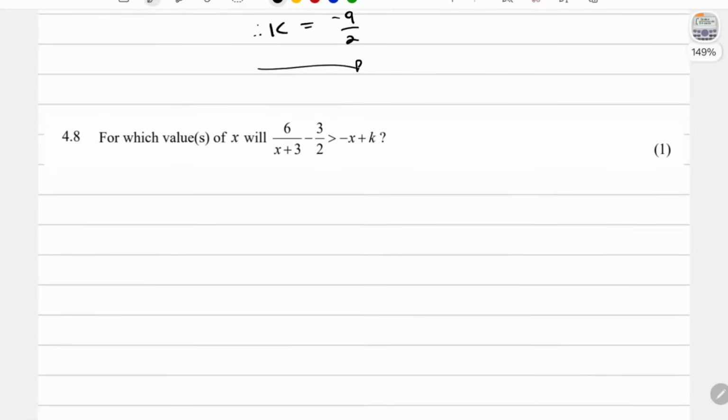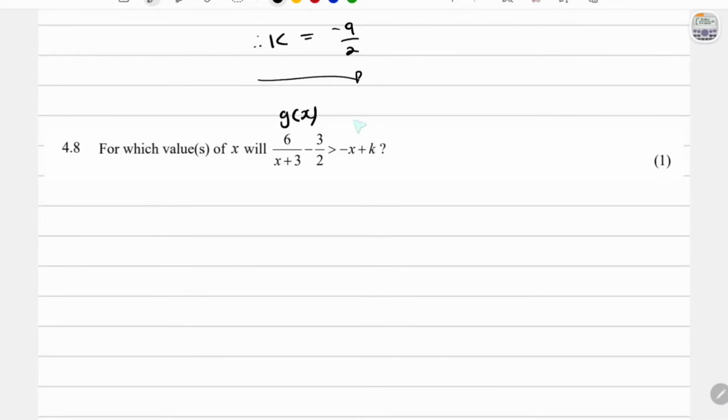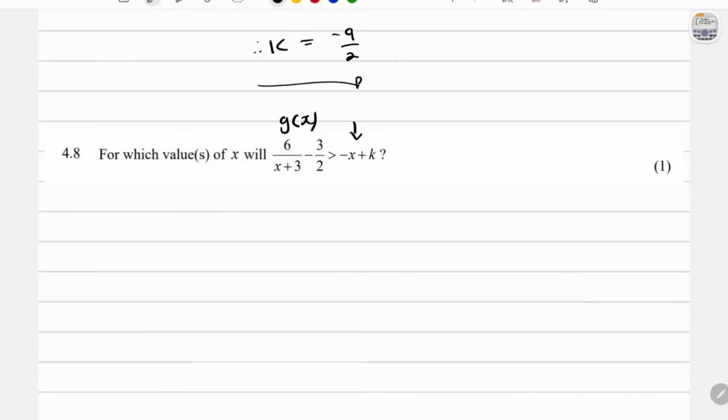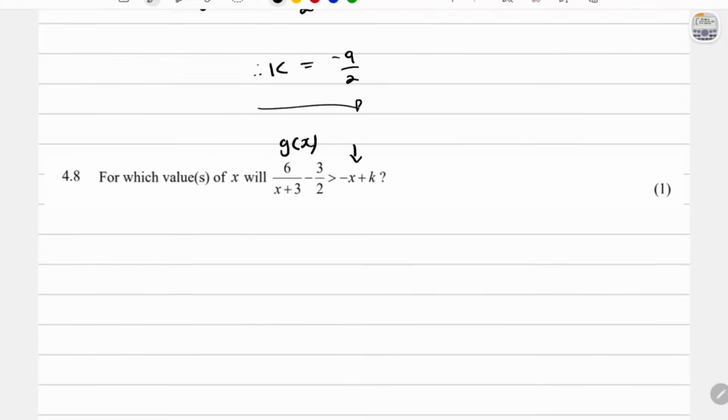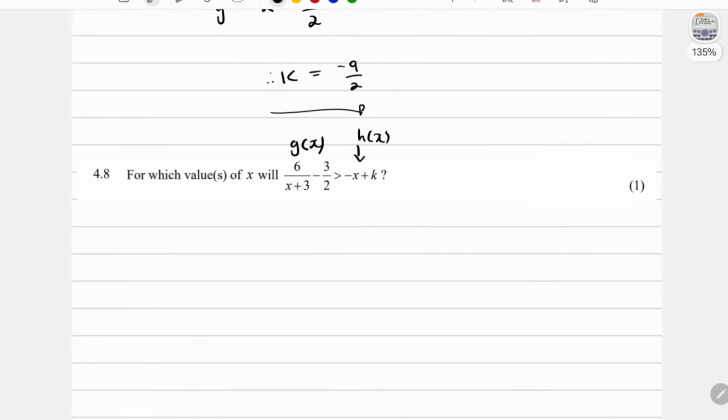Then in the next question, 4.8 says, for which value or values of x will 6 over, and as you can see, that is the graph of g they're giving you there. Okay, that's the graph of g is greater than negative x plus k. We just saw this graph. This is your axis of symmetry, the one with the negative gradient. Okay, that h of x graph, which I really feel like they shouldn't have called h of x, but okay. So that's really what we're looking at.